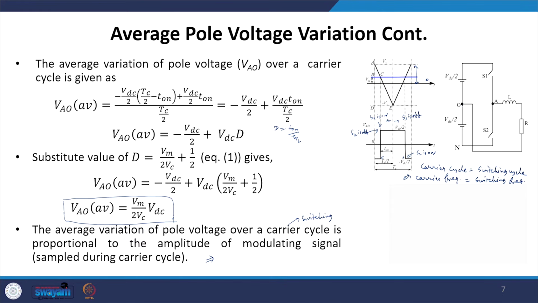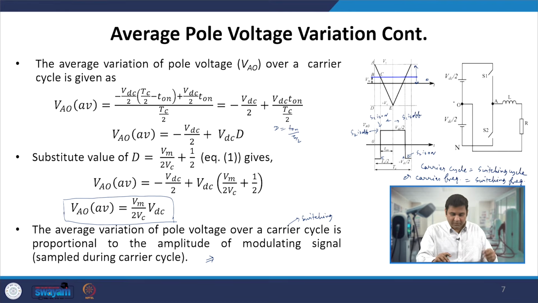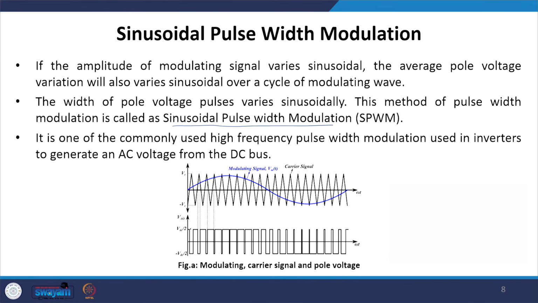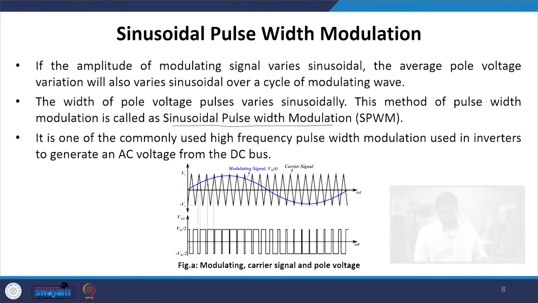Generally this point O does not exist. This is the fictitious reference point we have assumed, and it is also called the fictitious midpoint. However, in the actual scenario we have the point between A and N, and if we see the variation between A and N with this constant VDC by 2 added, we will see that it varies between 0 and VDC. So the VAN voltage is going between 0 and VDC, whereas here it is going between VDC by 2 and minus VDC by 2.